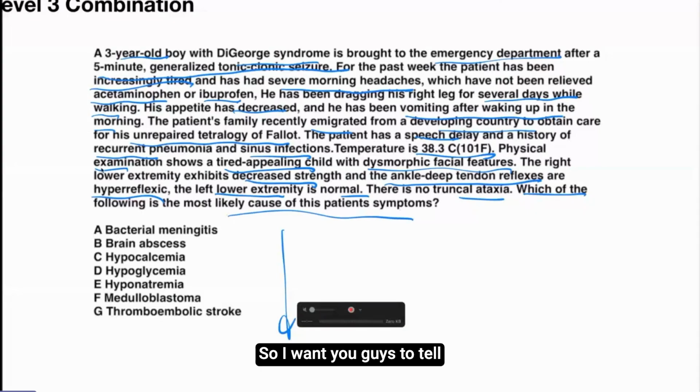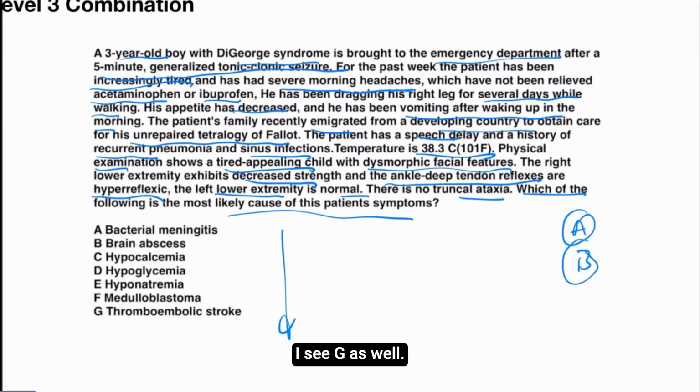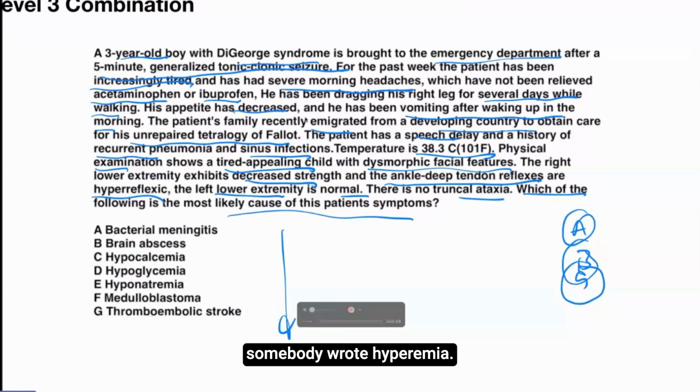So I want you guys to tell me what's the answer here. Is it bacterial meningitis? Is it brain abscess? Is it hypocalcemia? Is it hypoglycemia? Is it medulloblastoma? Or is it thromboembolic stroke? So I see some people have vouched for A. I see some B's. I see G as well. Somebody wrote hyponatremia.